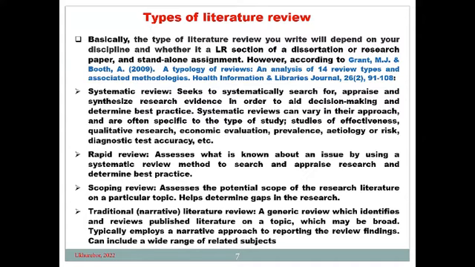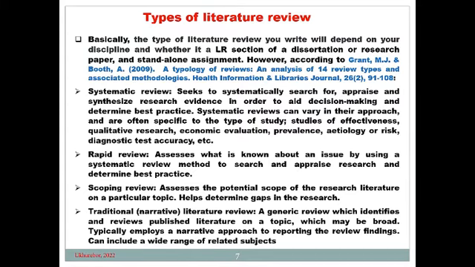We also have another kind of literature review they call the rapid literature review. This kind of literature review tries to assess what is known about an issue by using a systematic review method to search and appraise research and determine also the best practice.